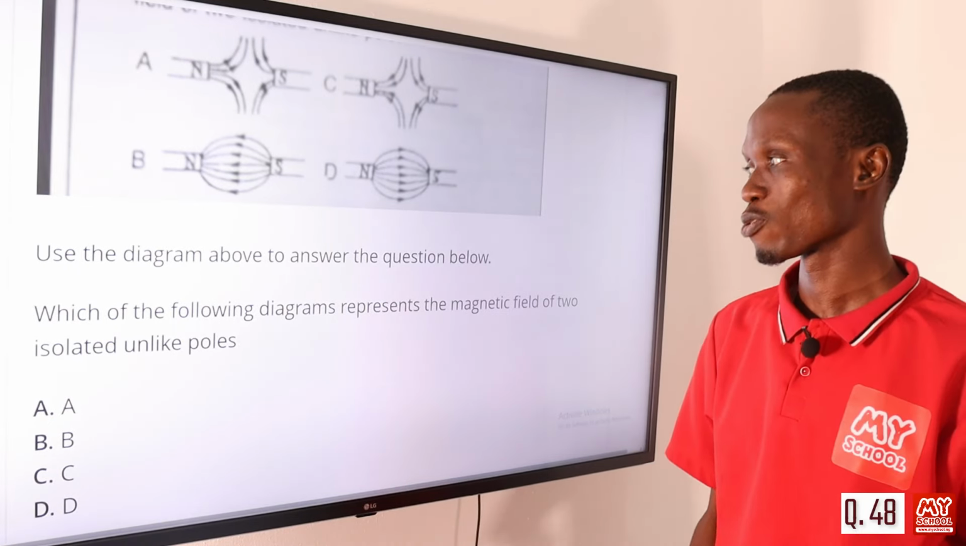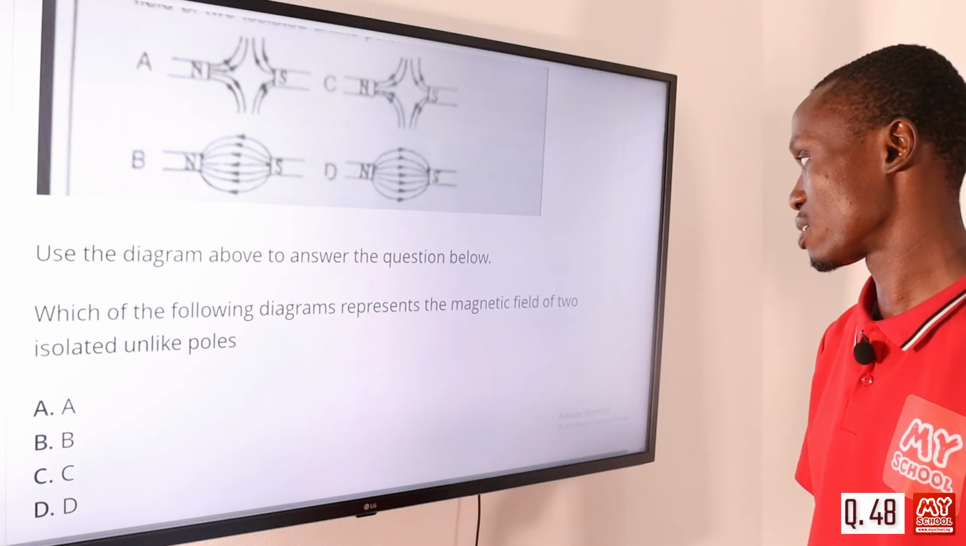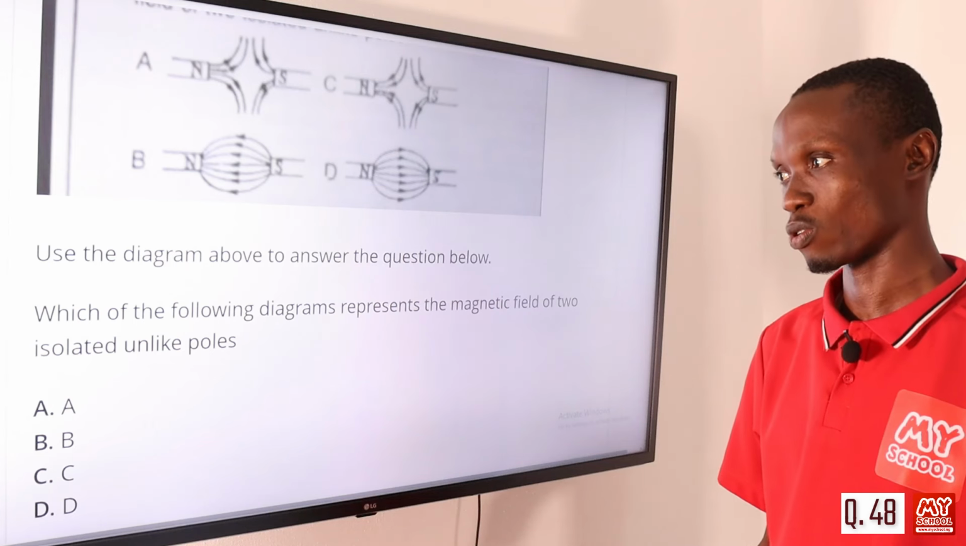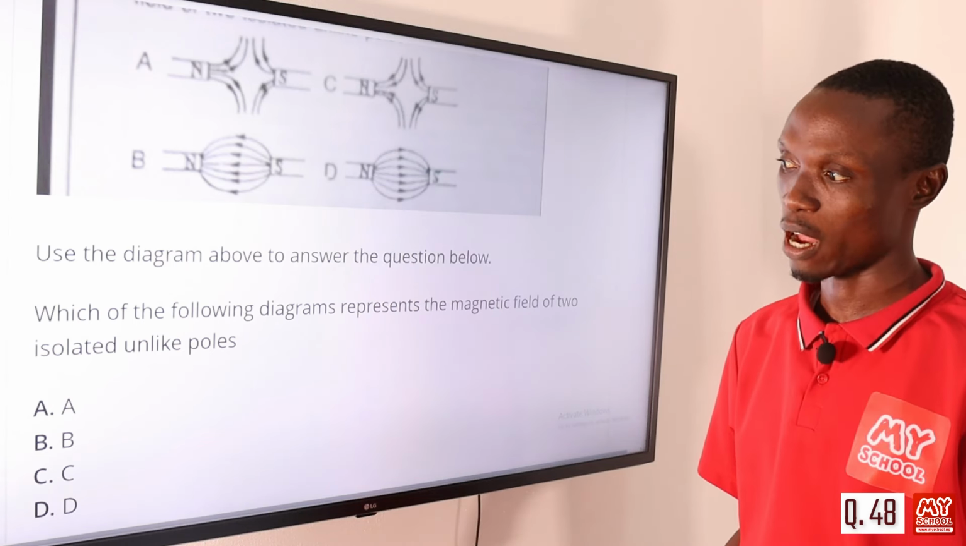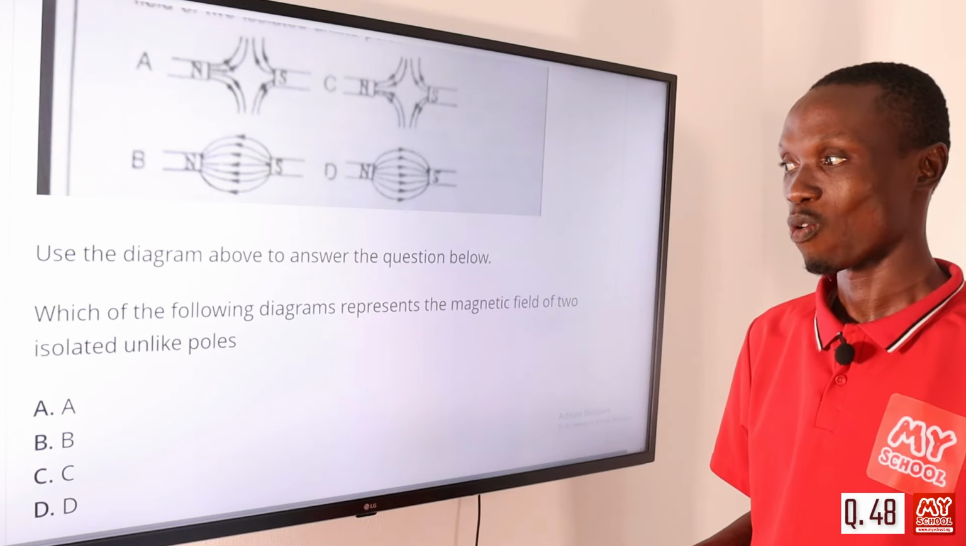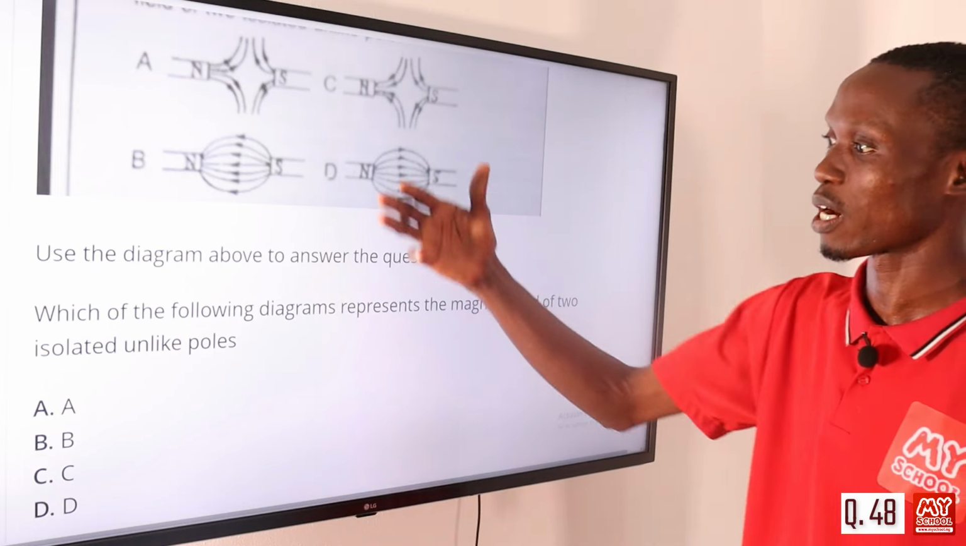Use the diagram above to answer the question below. Which of the following diagrams represent the magnetic field of 2 isolated unlike poles? Remember that for 2 isolated unlike poles, they attract each other, while for similar poles or like poles, they repel each other. So let's look at option A.